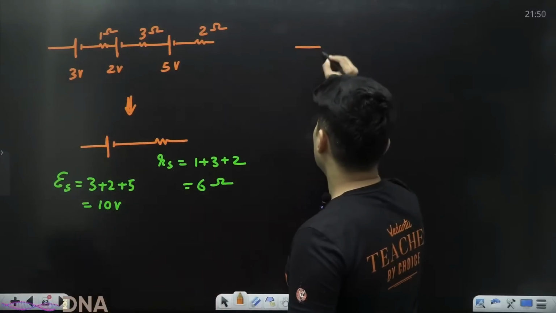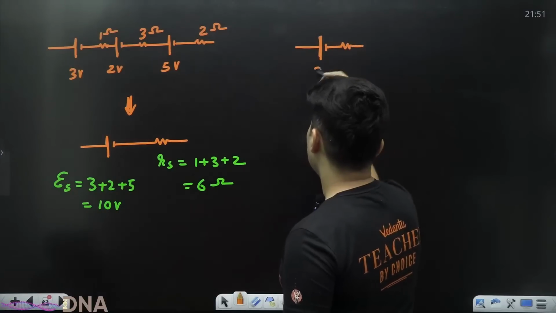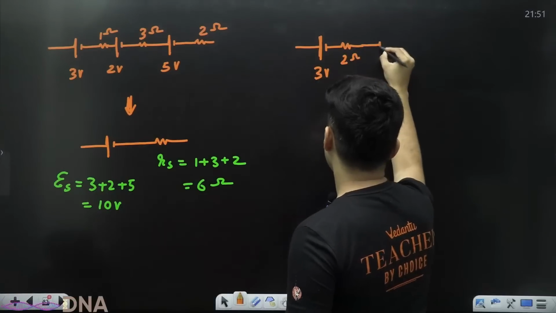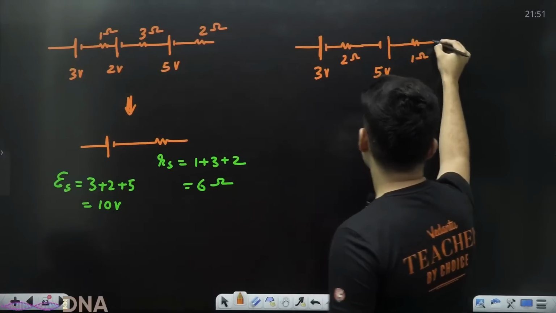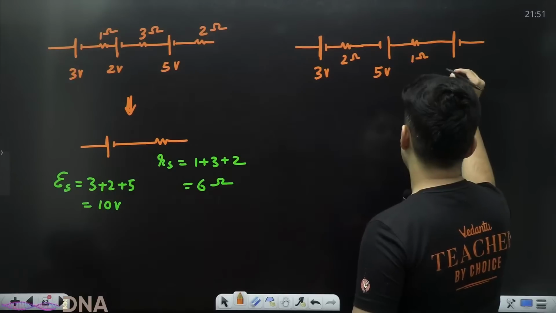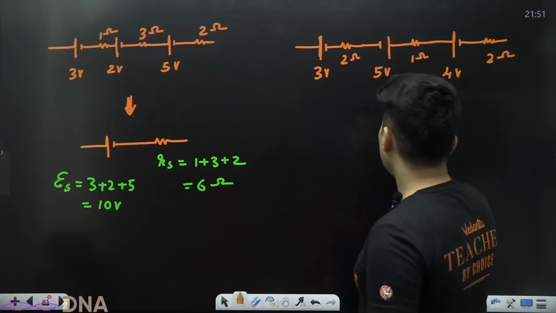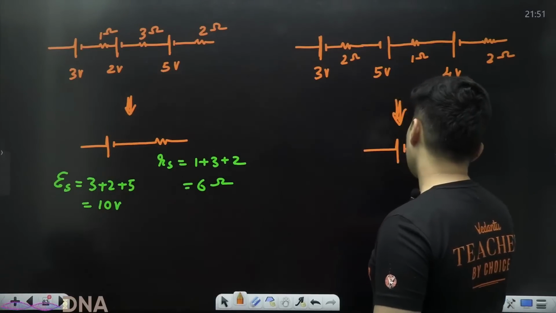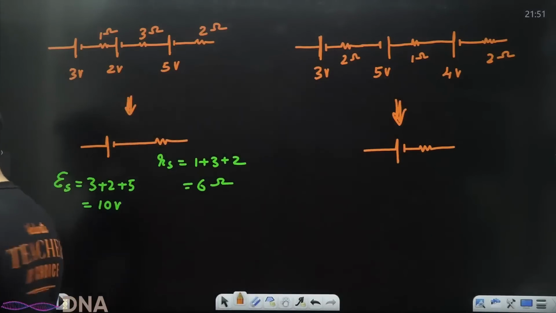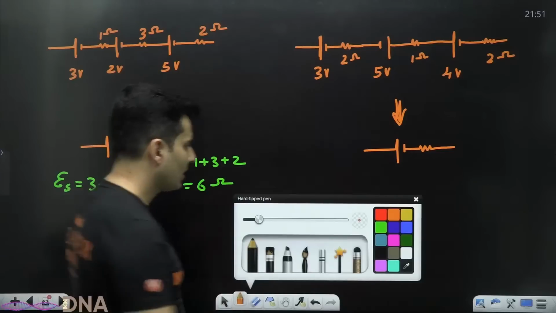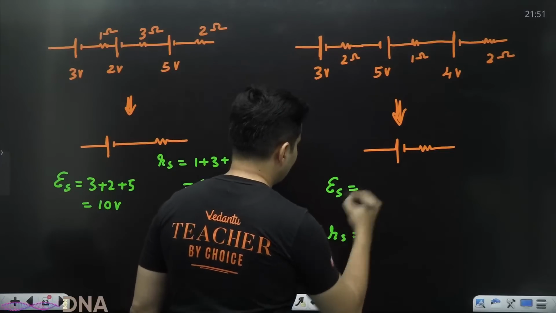Similarly, if there is one battery like this, 3 volts, 2 ohms, then there is another battery like this, 5 volts, and then 1 ohm, and then there is another battery like this of 4 volts, and let's say this is 2 ohms. What would be the equivalent battery and internal resistance? Come on, let's see if you can figure this out for the next one. Think carefully and give me the answer. The equivalent EMF and the equivalent internal resistance.